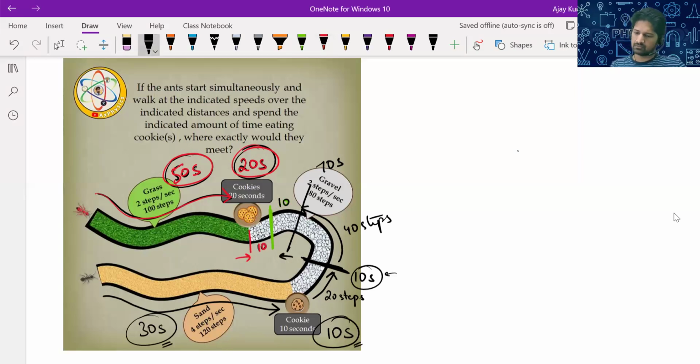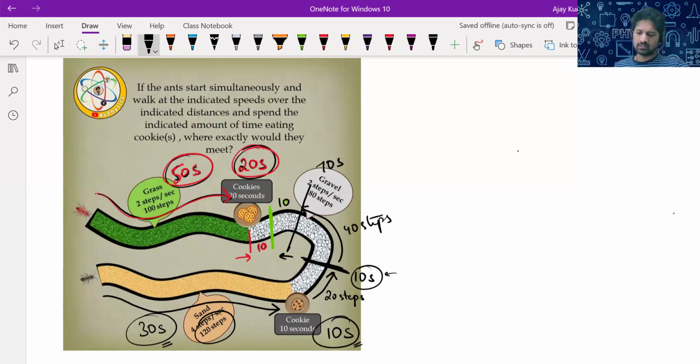Another 10 in gravel. So red ant takes 110 steps. The black ant has covered 120 here, then 20, 40, 10. 20, 40, 10 is 70, 70 plus 120 is 190. So red ant covers 110 steps, black ant covers 190 steps. You can tell the time also at which they meet.